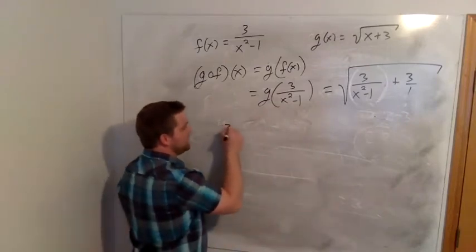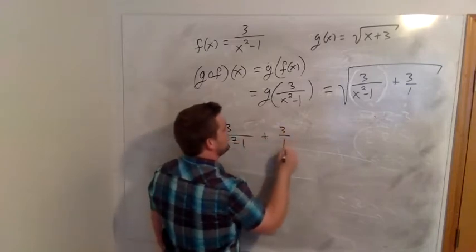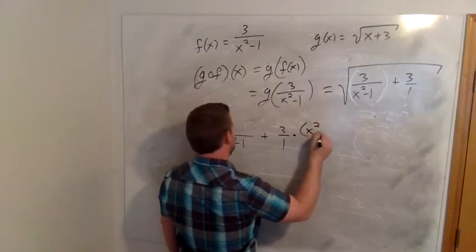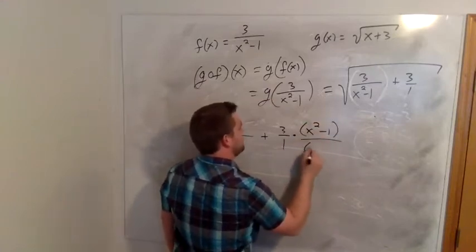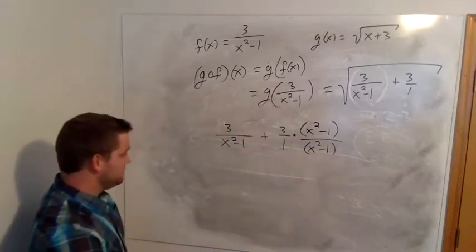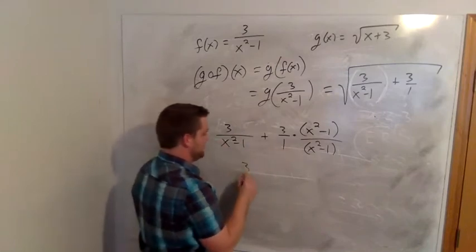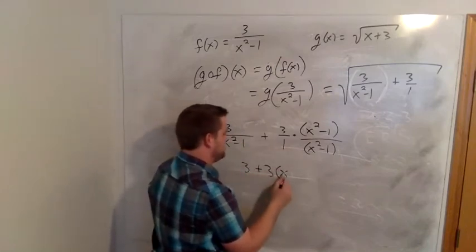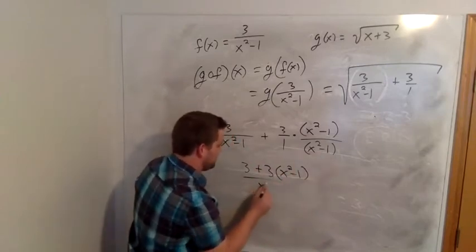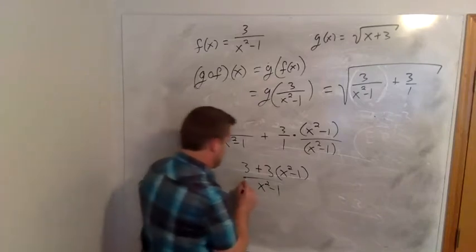So let's do that over here. We have 3 over x squared minus 1 plus 3 over 1. Let's use the best trick in the math book, cleverly multiply by 1. Let's multiply by (x squared minus 1) all over (x squared minus 1). Notice I'm using parentheses because I'm paranoid. Okay, they'll have a common denominator, so we can add their numerators. So we'll get a 3 plus a 3 times (x squared minus 1) all over our common denominator of x squared minus 1. Notice that I'm paranoid about parentheses.